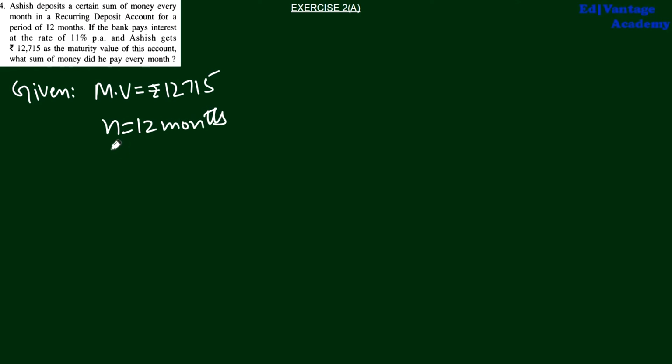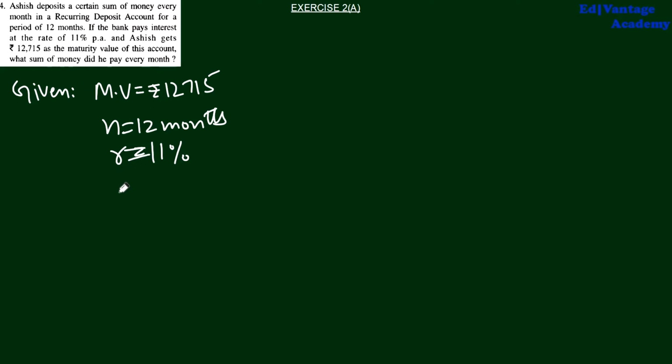Next question says here, Ashish deposits a certain sum of money every month in an RD for a period of 12 months. So time is given, 12 months. If the bank pays interest at the rate of 11% and he gets 12,715 as maturity value. So 12,715 is the maturity value, which means when I write what is given, maturity value is given, rupees 12,715. Time is given, 12 months, and rate 11%. What sum of money did he pay every month?